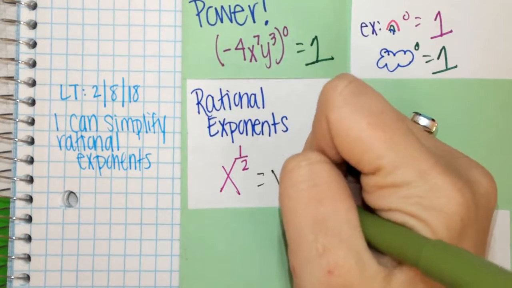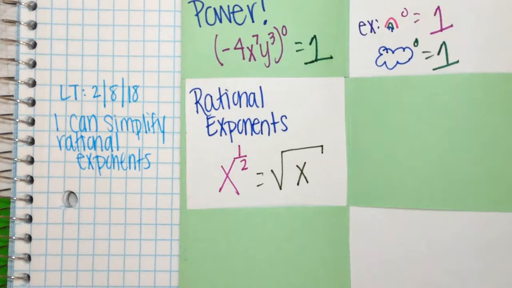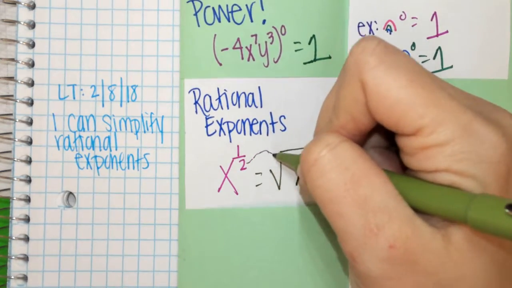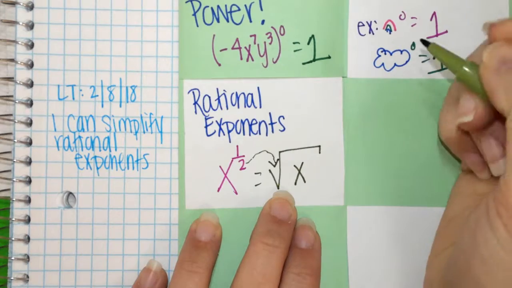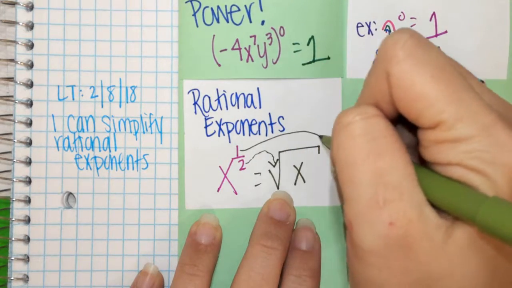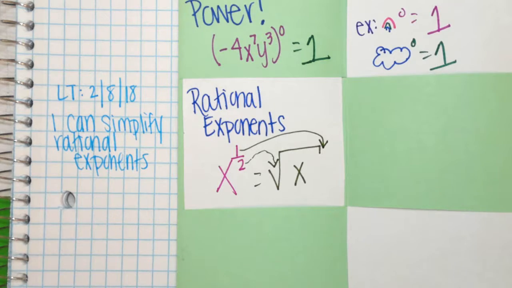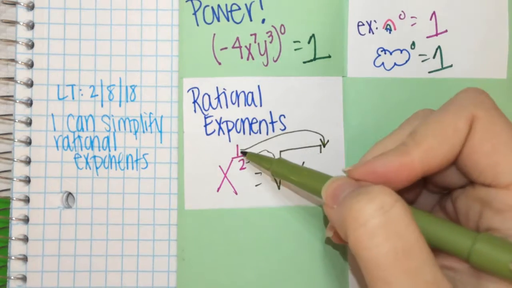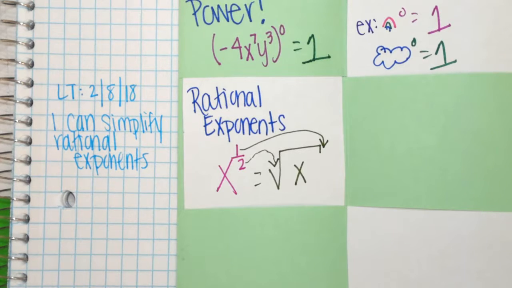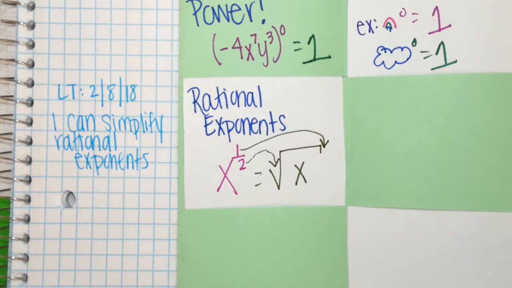You turn it into a radical. So your 2 travels and it goes right here, or whatever your denominator is, and your 1 travels and it goes out front. Now, since this is called a square root, you don't have to write your 2, and since our numerator is 1, you don't have to write the 1. This little hook thing means that the radical ends. That's it. That's all you do. And then you simplify it, which we're going to use our perfect squares to do that today. So rational exponents become radicals. Let's write that over here.